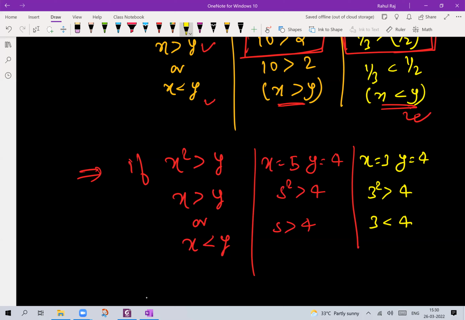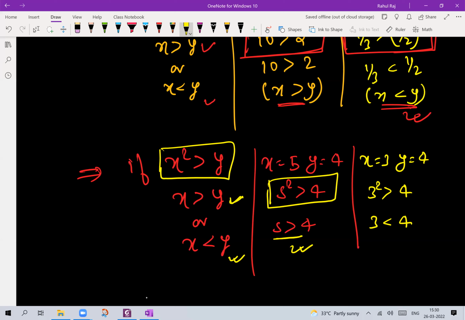So see here, I have told you if x square is greater than y, x can be greater than y, x can be less than y. This is a place where x square is greater than y. X is greater than y here, right? This is a place where x square is greater than y. X is less than y over here. Check. So this is a case where x is greater than y. This is a case where x is less than y.